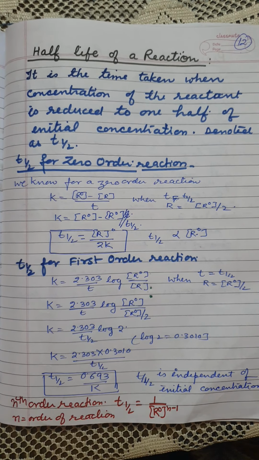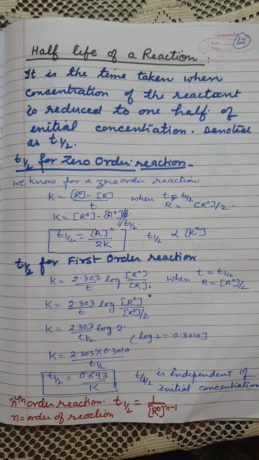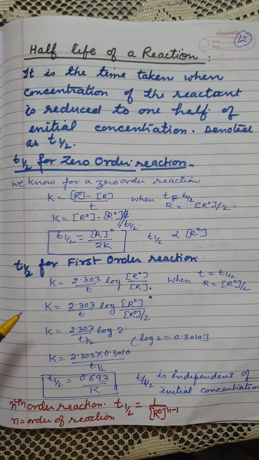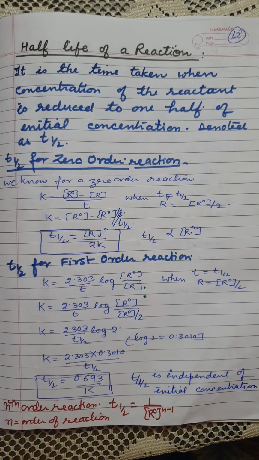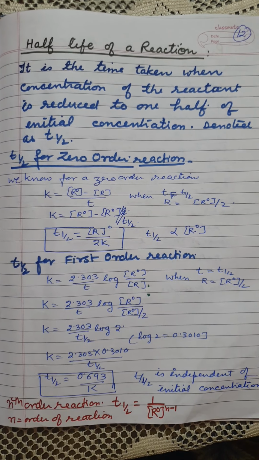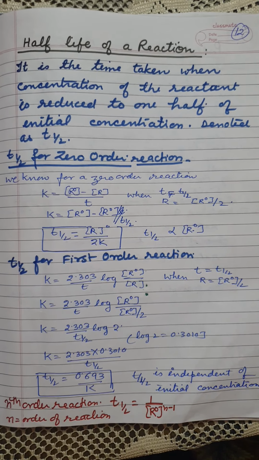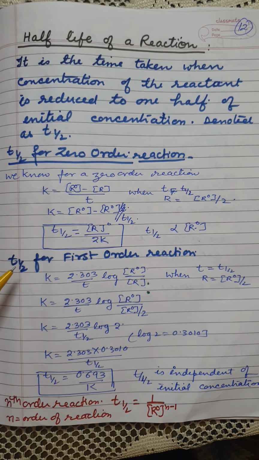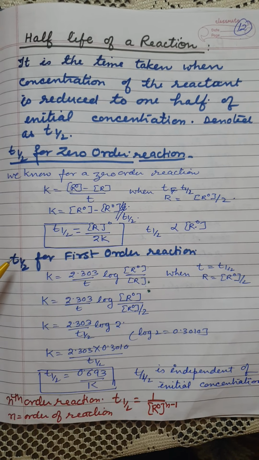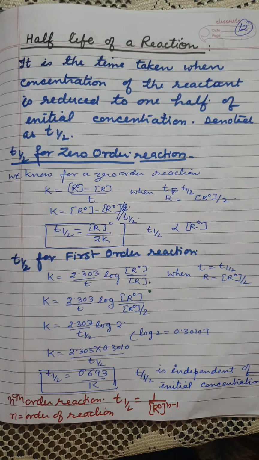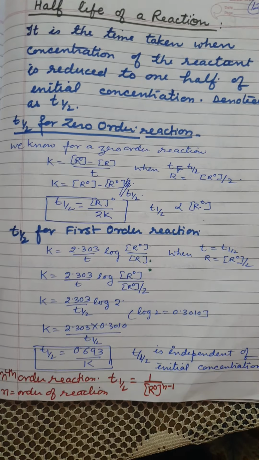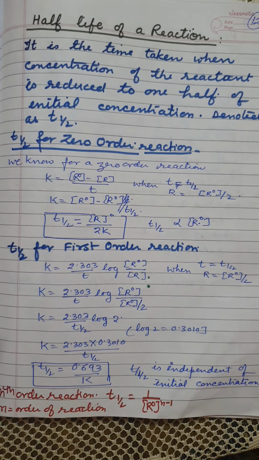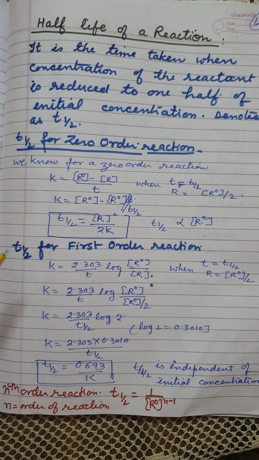If a reaction starting with 2 moles of the reactant takes 10 minutes for 50% completion, it will take more time if we start the reaction with 4 moles of the reactant, and it will take less time if we start the reaction with 1 mole of the reactant. So the T half values depend on the initial concentration.